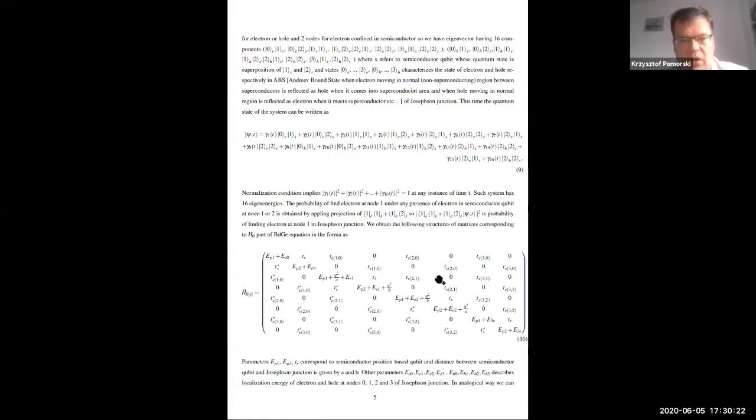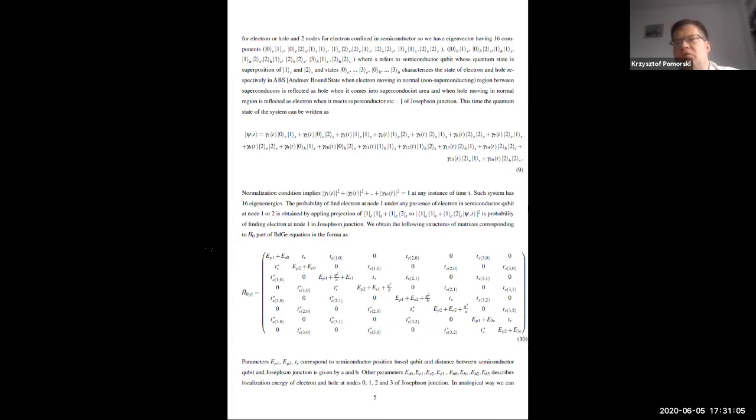And here there are hopping constants. So there is TE, which is 1, 0. This is the hopping constant between nodes 1 and 0. And then there is the TI constant 2, 1, that is hopping between nodes 2 and 1, and so on and so on. So we see the structure of this matrix. And then the localized energy for the presence of an electron in the semiconductor qubit at node 1 is AP1, and AP2 is for node 2. So basically, we deal with such a situation.